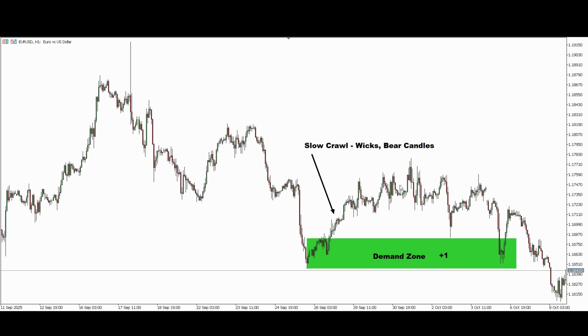The takeaway from this kind of price behaviour is simple. Institutional demand is present, but not urgent. They're entering but doing so quietly, without drawing any attention to themselves. This tells us something critical for future planning. When price eventually revisits these zones, we should expect measured buying pressure, not an explosive reversal.